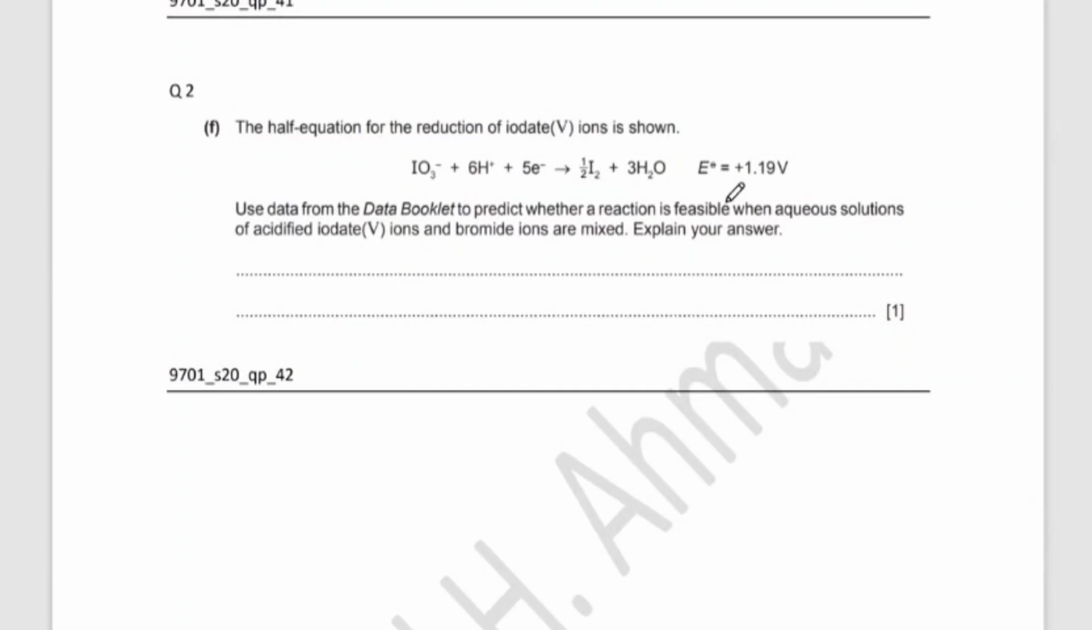Is it Br2 plus 2e- goes to 2Br-? And what's the electrode potential? 1.07.